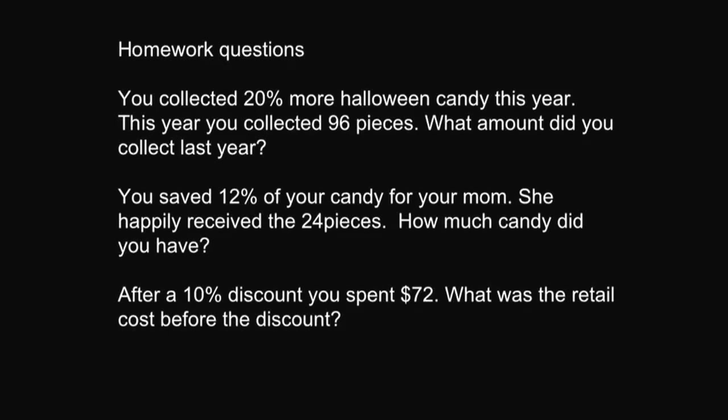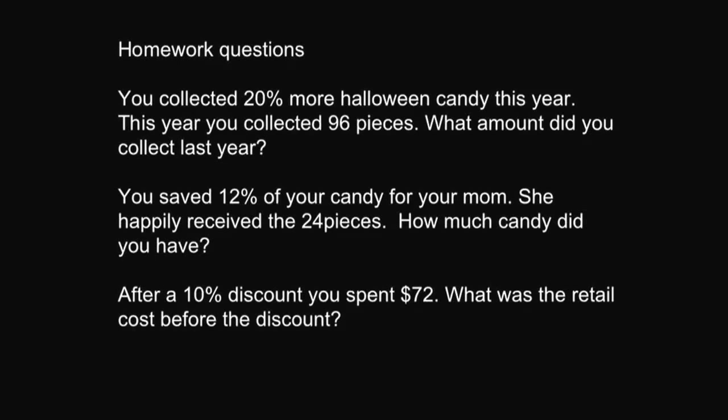You collected 20% more Halloween candy this year than last. This year you got 96 pieces. What amount did you collect last year? It is not 20% of 96. Take it away. You saved 12% of your candy for your mom. She happily received the 24 pieces. How much candy did you have? So it's a very large number because you gave your mom 24 pieces, and that was 12% of your total.